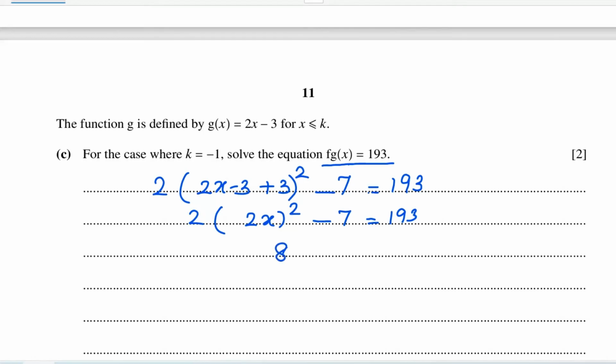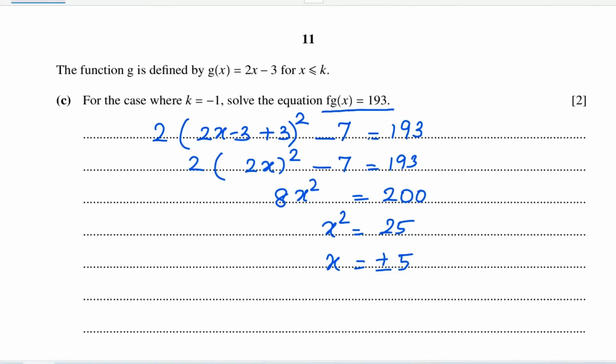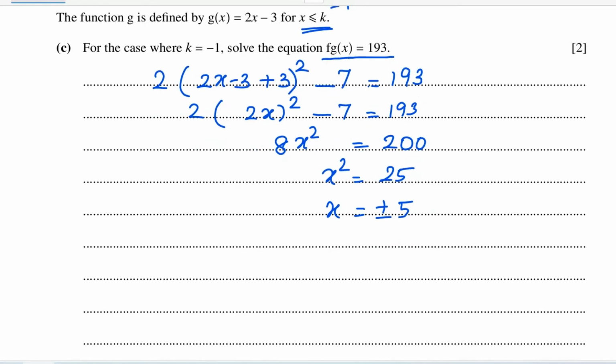This can be written as 8x squared equals 200, or x squared equals 25. So x equals plus or minus 5. And it's given x is less than or equal to k. k is nothing but -1. So x should be less than or equal to -1. So we have to take the x value as -5 only.